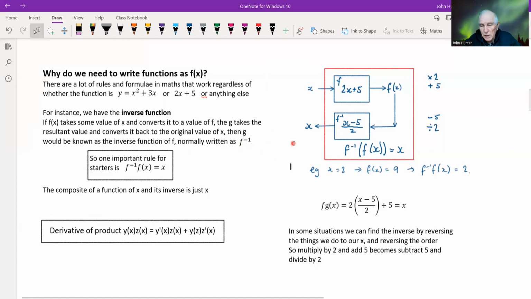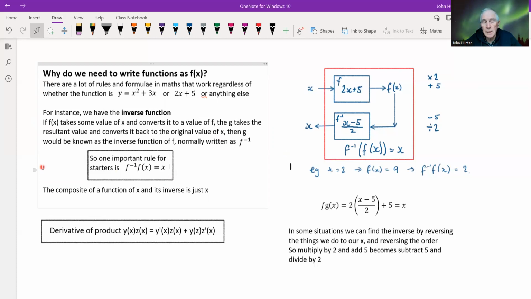So this is the notation we use, f minus 1. It's a little bit confusing because we're used to thinking of something to the power of minus 1 as a reciprocal. But in actual fact, a reciprocal is a multiplicative inverse, so it's sort of the same thing. So here's an important rule for starters: the composite of the inverse of f and f of x equals x. A good rule, fairly straightforward.